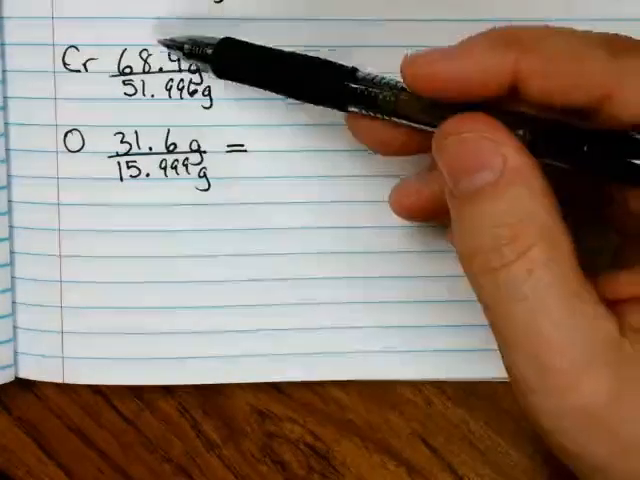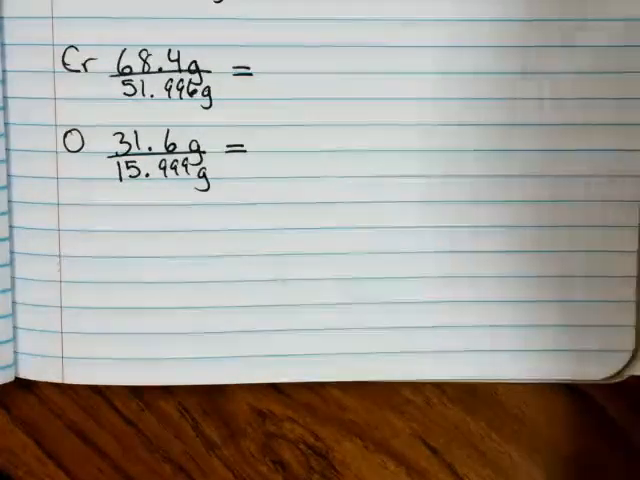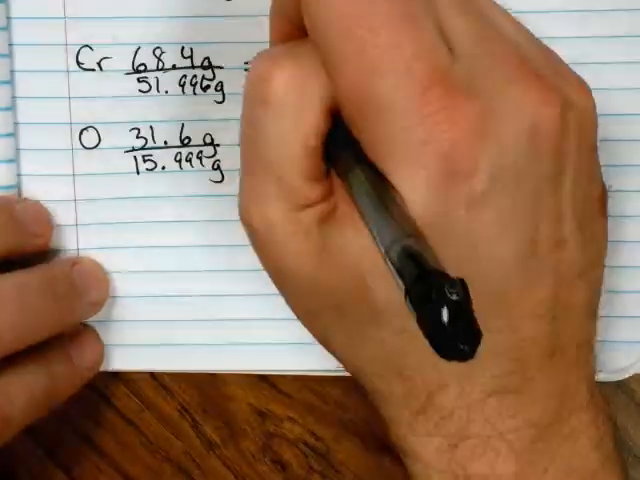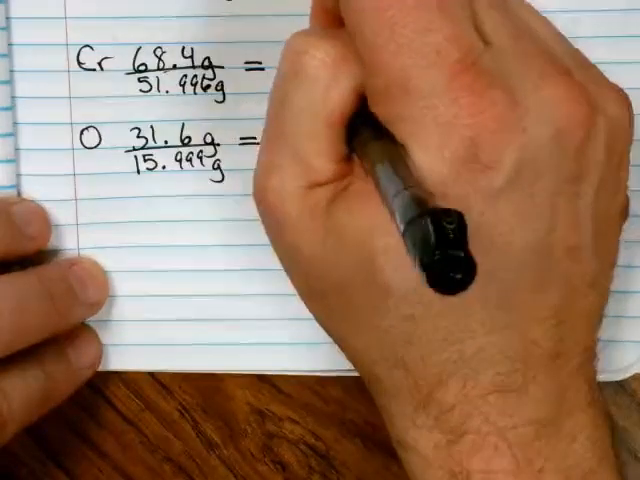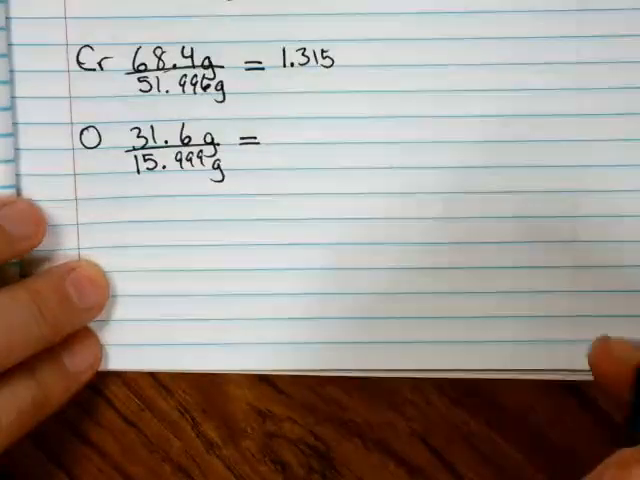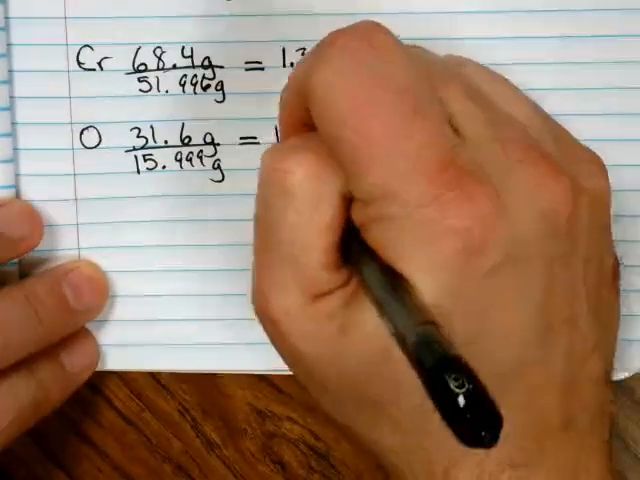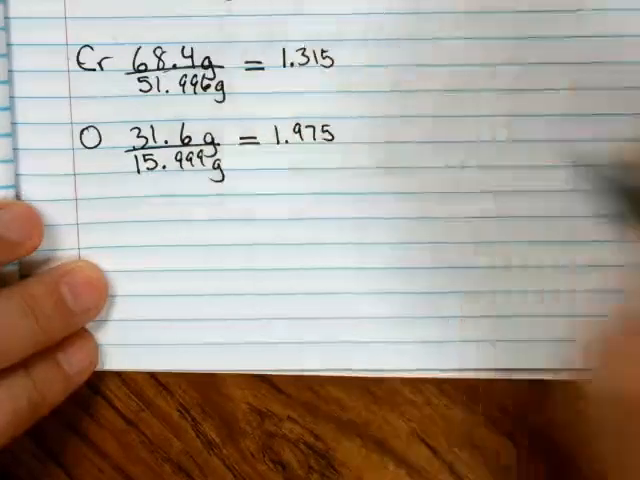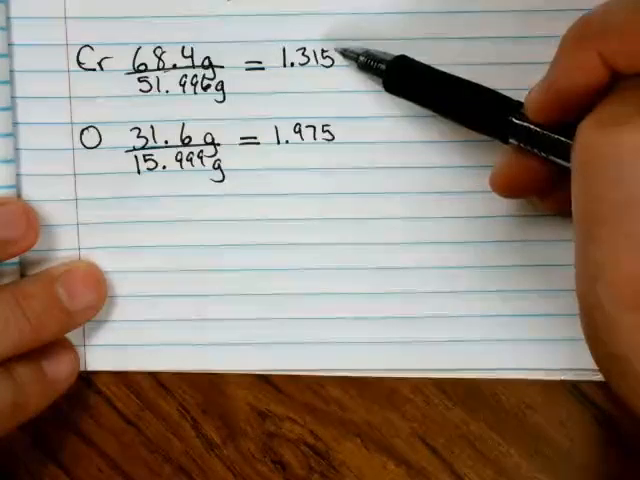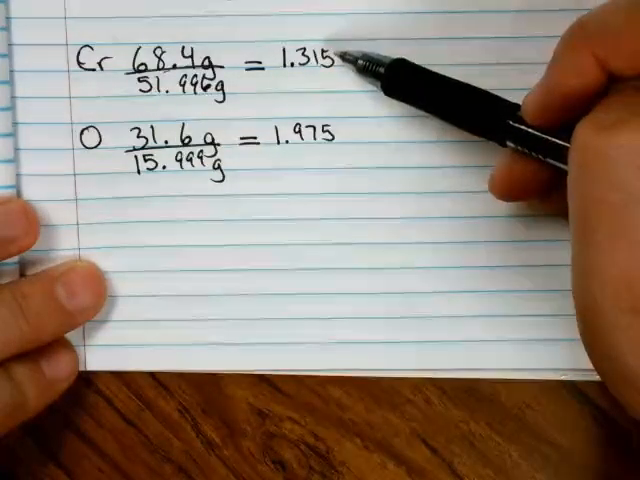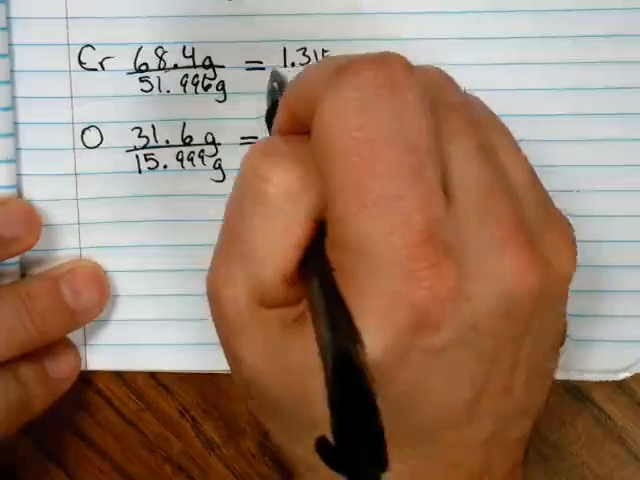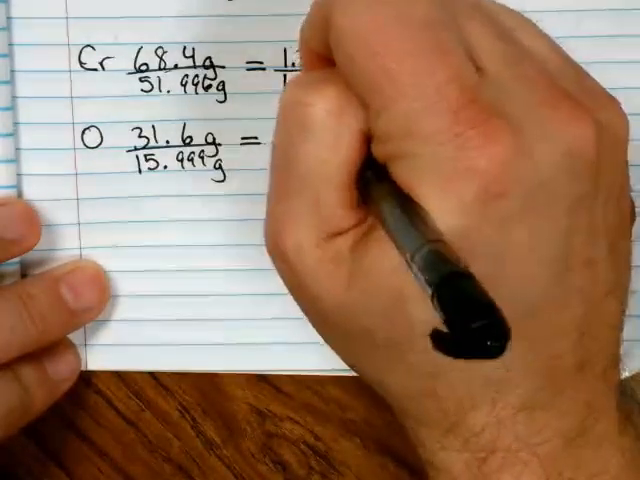So you divide 68.4 by 51.996. You get 1.315. Divide 31.6 by 15.999. Get 1.975. Then you look at these two numbers and you find the smallest number. And you divide both of those by the smallest number.